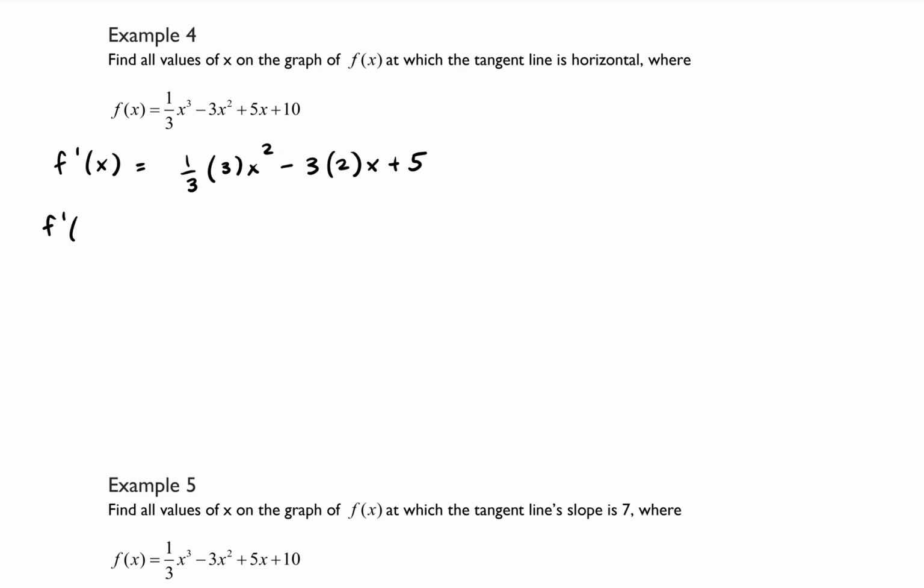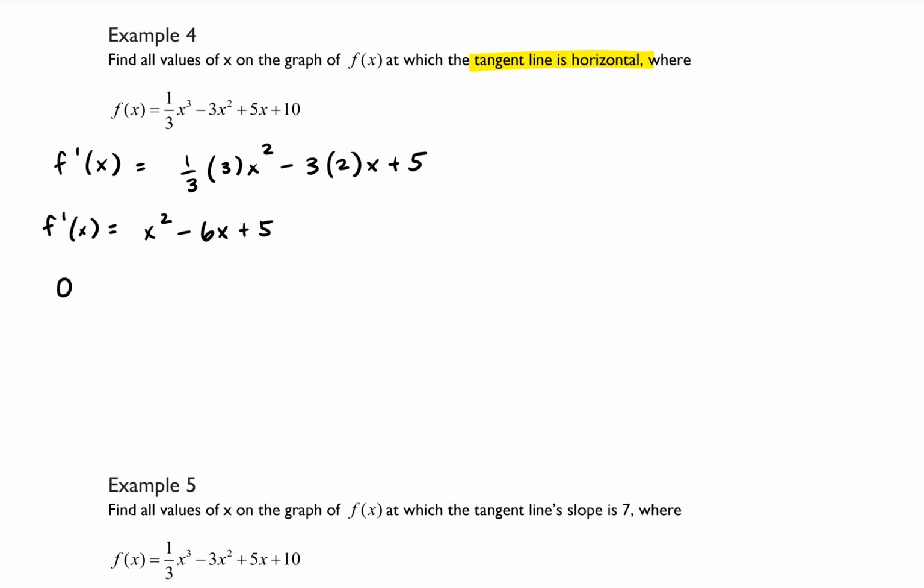So let's clean that up. We get f prime of x is equal to 3 times 1/3 is 1, so that's going to be x squared minus 6x plus 5. And remember that this gives us a function that helps us with a lot of things, like finding the instantaneous rate of change, but it also helps us find the slope of the tangent line at various locations. And when the tangent line is horizontal, its slope is going to be 0.